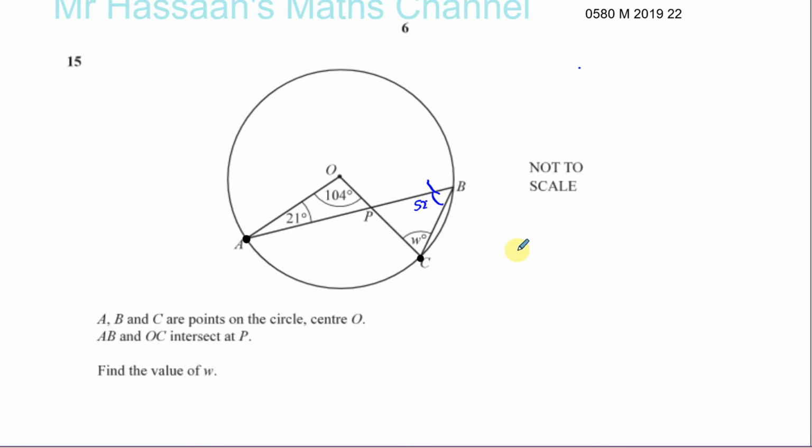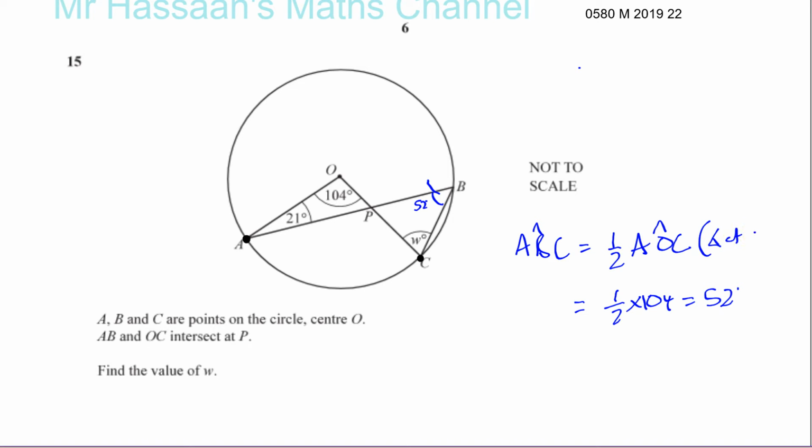So angle ABC is equal to a half of angle AOC. So you can say that's equal to a half times 104, which is 52 degrees. And you can say angles at the center, something like that, in the circle, that's fine. Angles at the center are twice angles at the circumference if they're standing on the same arc in the same segment. So that's the value of this angle here, but that's not W. We've been asked to find W.